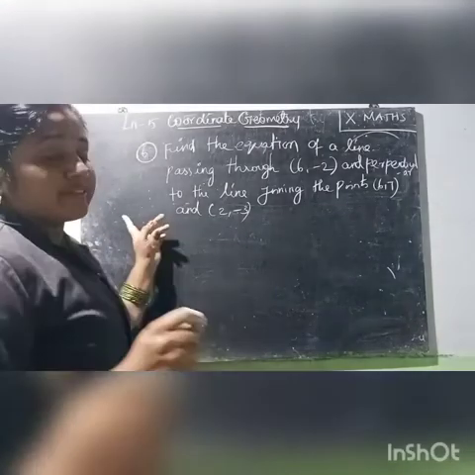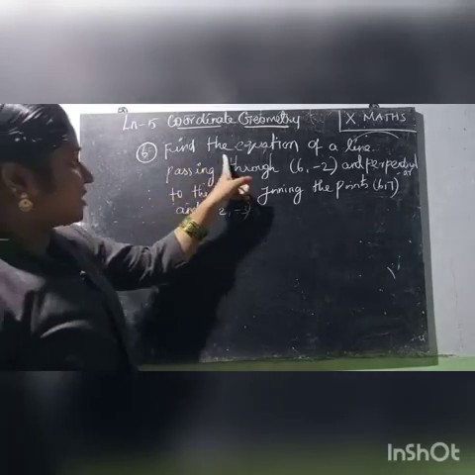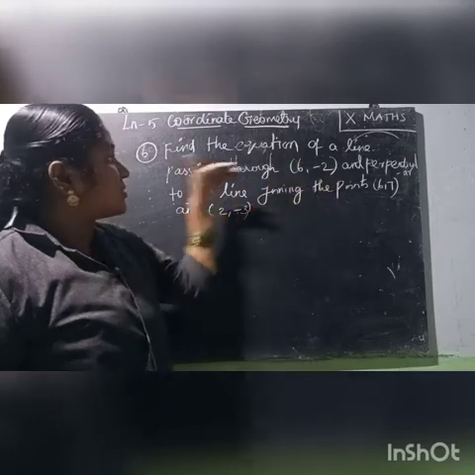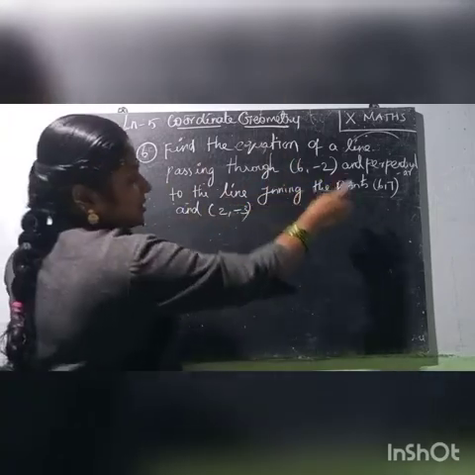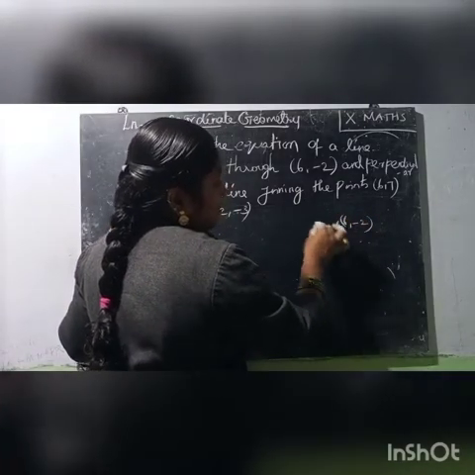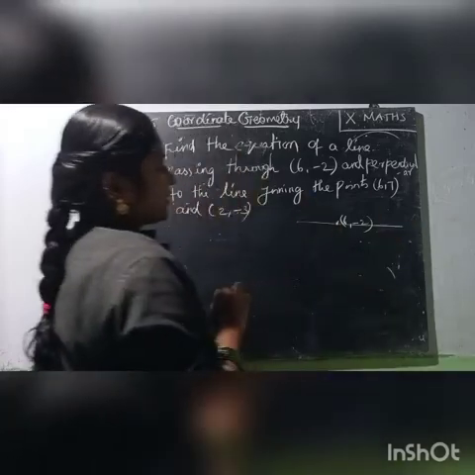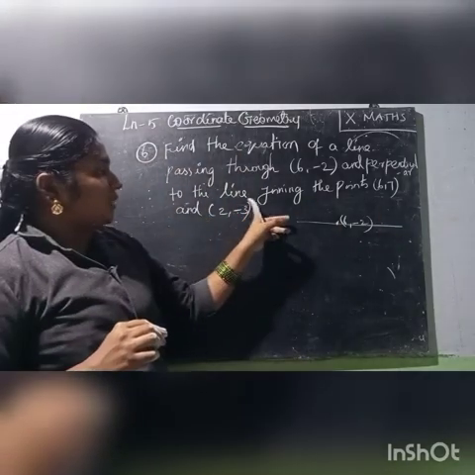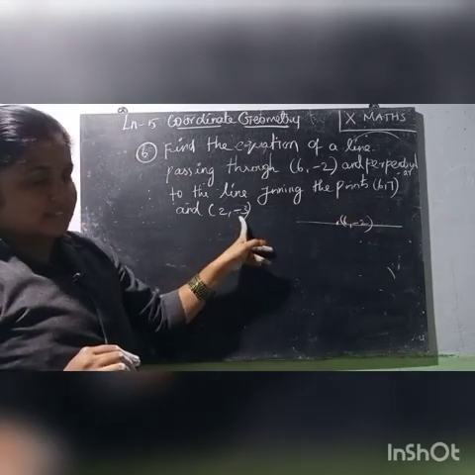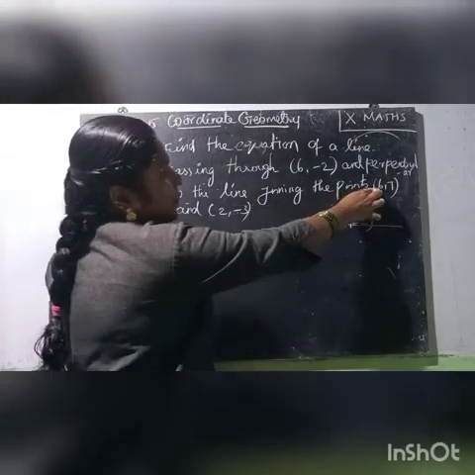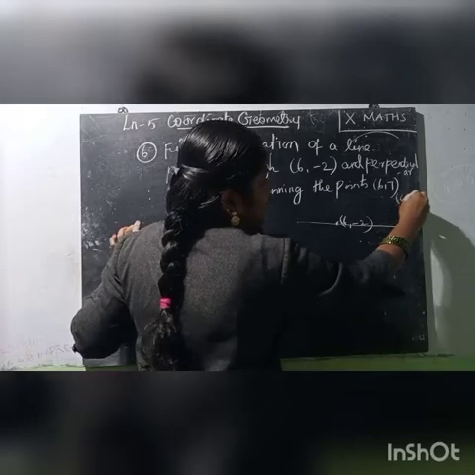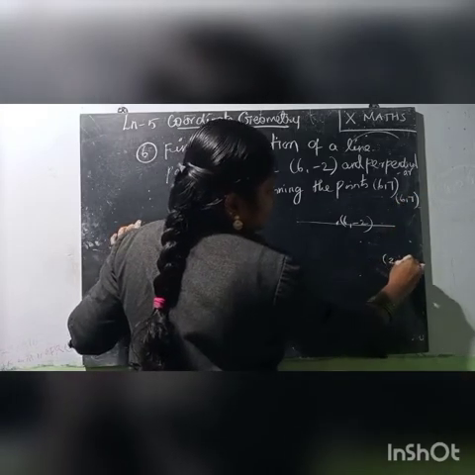See, the sixth sum. The fifth sum we will do in the assignment. Find the equation of a line passing through 6 comma minus 2. So one line is passing through the point 6 comma minus 2. Let me mark it here. One line is passing through this point, and perpendicular to the line joining the points 6 comma 7 and 2 comma minus 3.